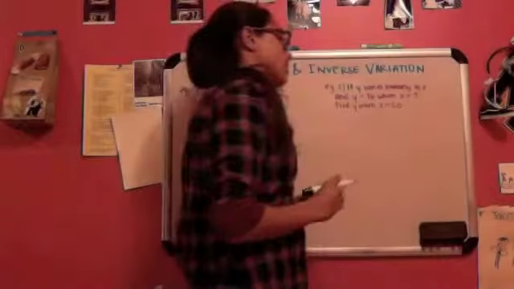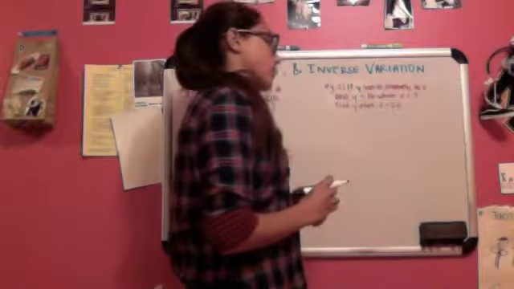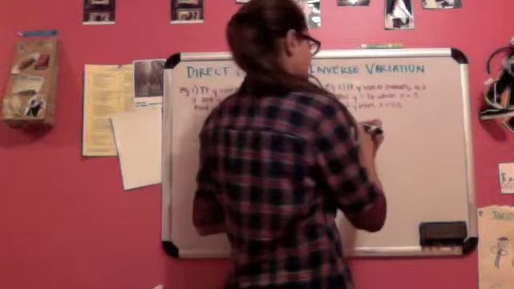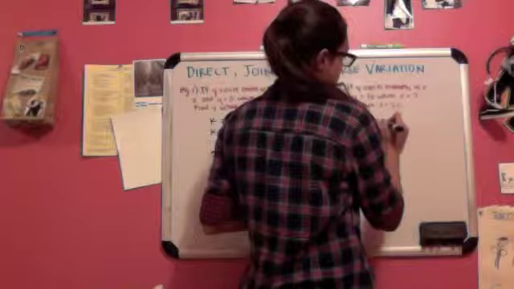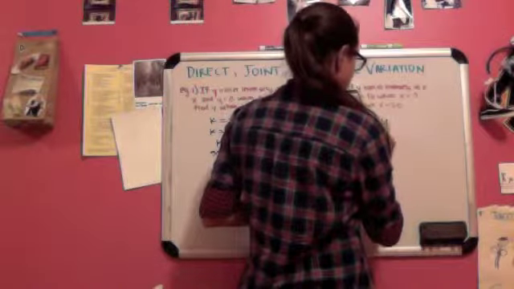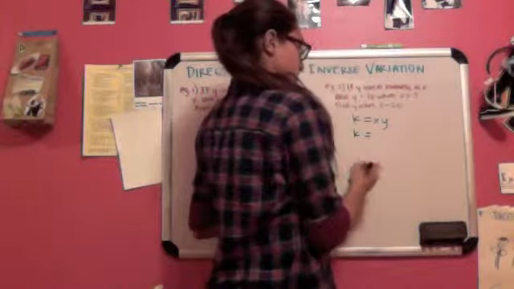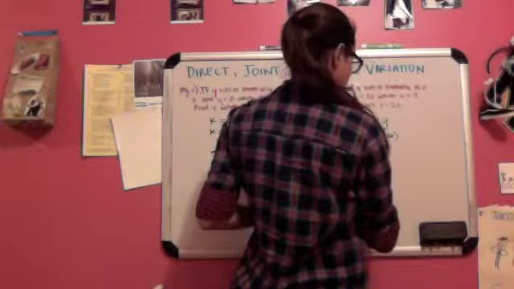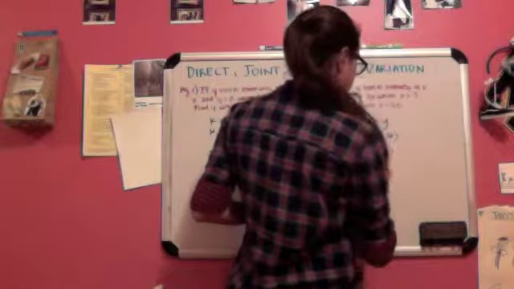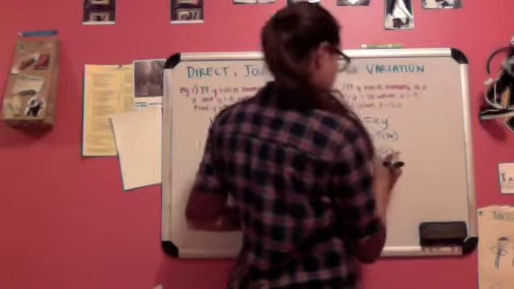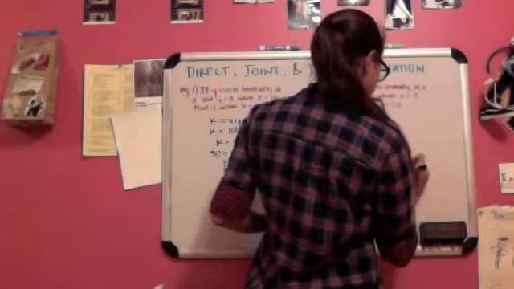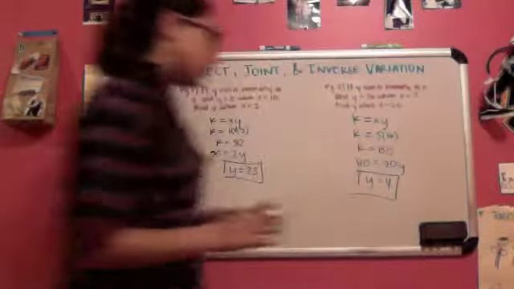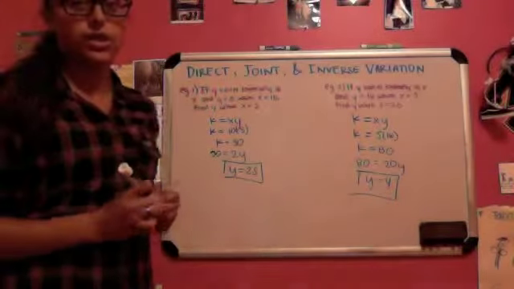So the next one asks, if y varies inversely as x and y equals 16 when x equals 5, find y when x equals 20. So we write k equals xy. K is not solved for until we solve this problem, so it's 5 times 16, and k is equal to 80. Then 80 equals 20y, and y ends up being 4. And that's your answer for inverse variation example 2.